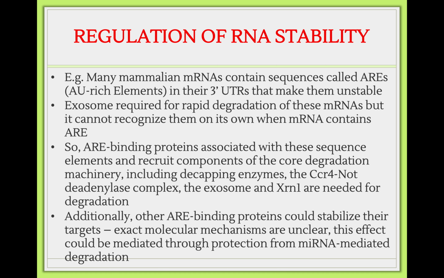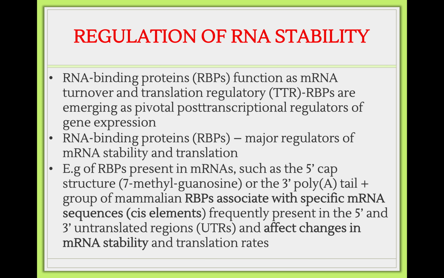This is an example. Many mammalian mRNAs contain sequences called AREs, or AU-rich elements, in their 3' UTR. This makes them unstable. The exosome is required for rapid degradation of these mRNAs, but it cannot recognize them on its own when the mRNA contains an ARE. ARE binding proteins associated with these sequence elements recruit components of the core degradation machinery, including the decapping enzyme, the CCR4-NOT deadenylase complex, and the exosome plus XRN1. Apart from that, other ARE binding proteins could stabilize their targets. The exact molecular mechanisms are still unclear and still being studied. However, this effect could be mediated through protection from microRNA mediated degradation.